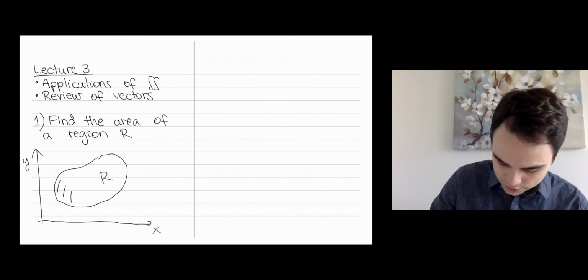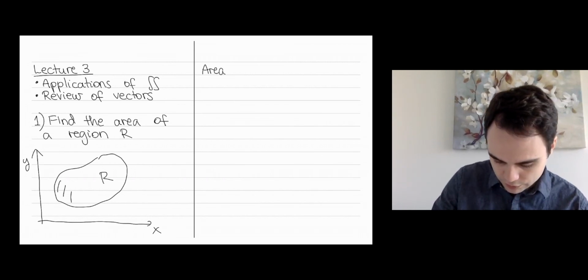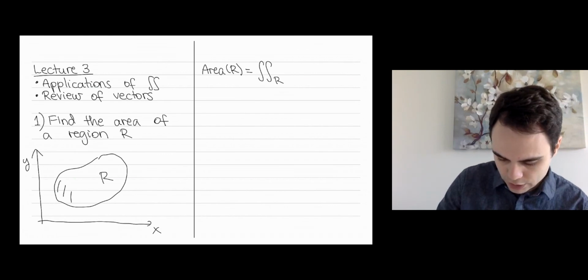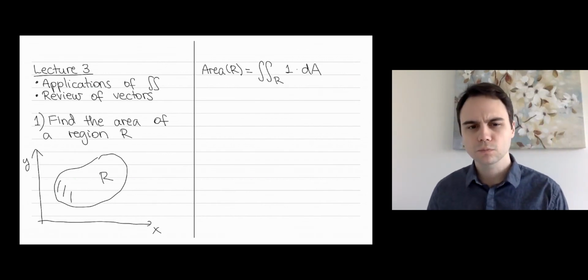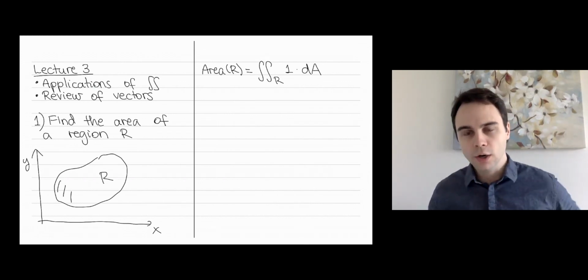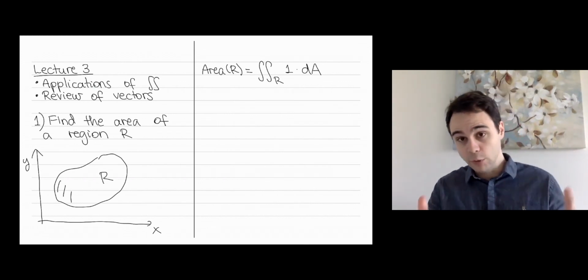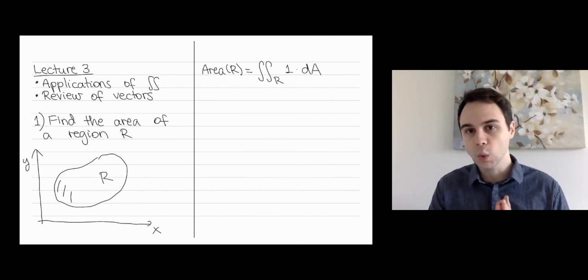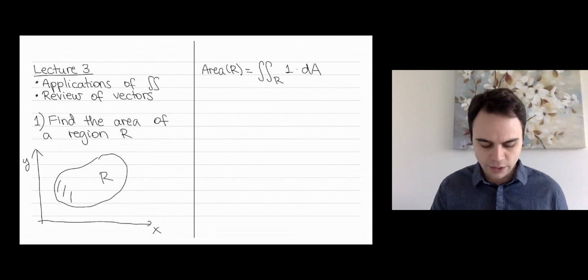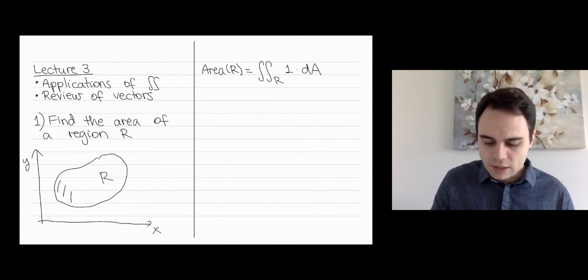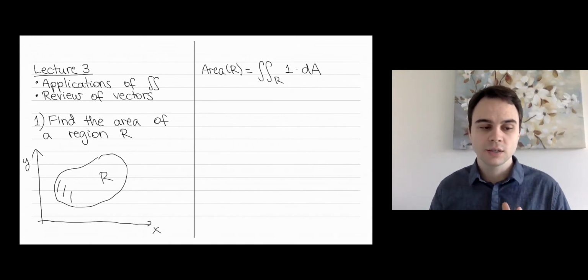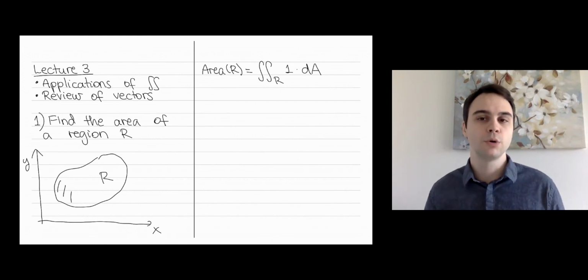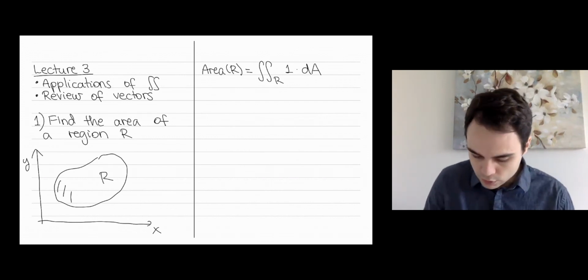And then it turns out that the area of this region can be computed as the double integral over the region of the constant function 1 with respect to dA. So that formula is correct, but there are 2 ways to understand why the integral gives us the area. The best way to think about this is using the Riemann sums approach to integrals.